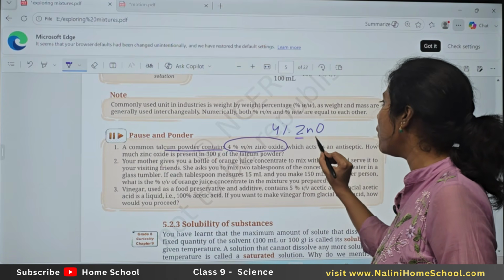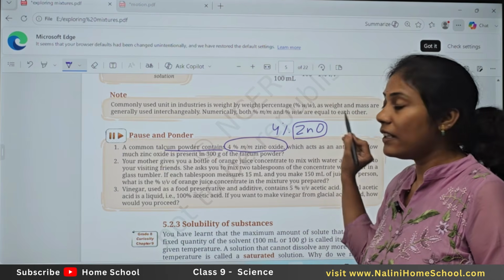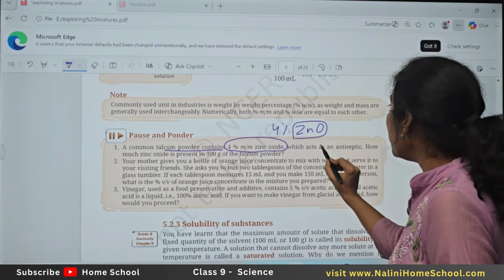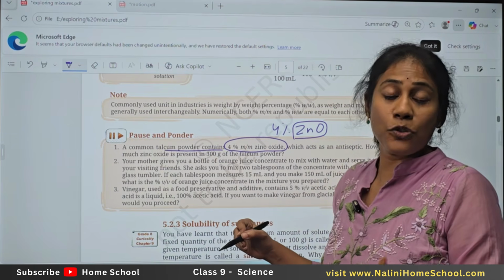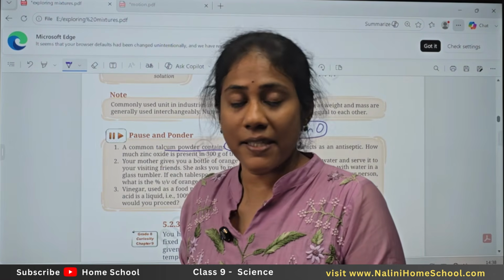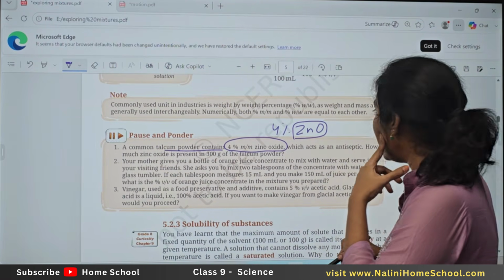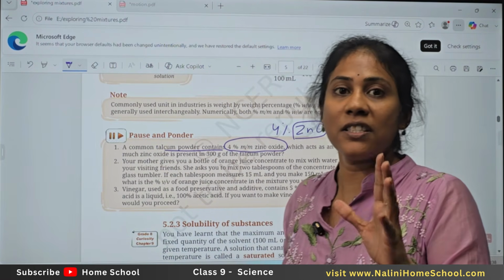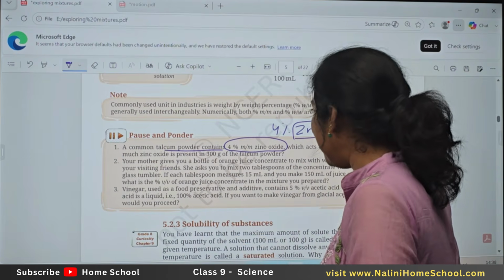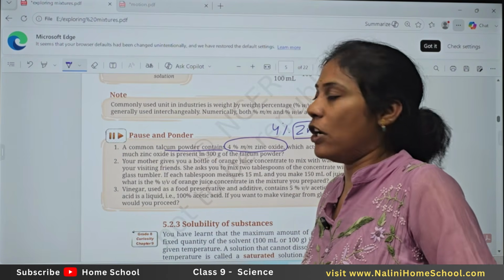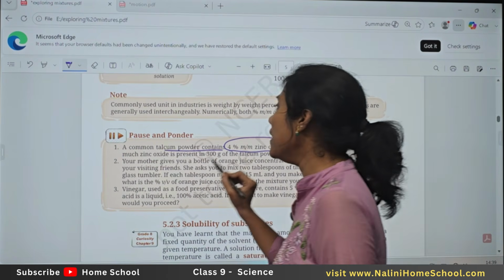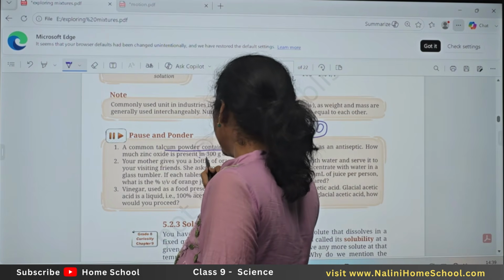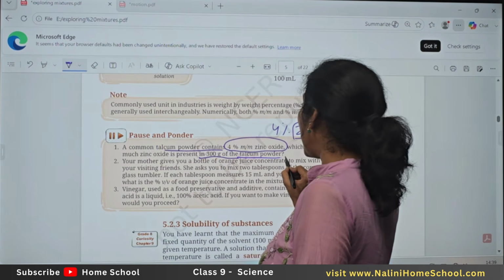So I'm just writing the formula of zinc oxide here, which acts as an antiseptic. So this will act as an antiseptic. It is actually good. It will avoid infections and all of that. But too much of it is not good. How much zinc oxide is present in 300 grams of talcum powder?